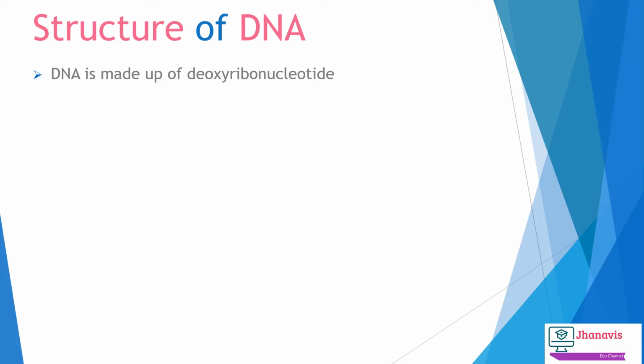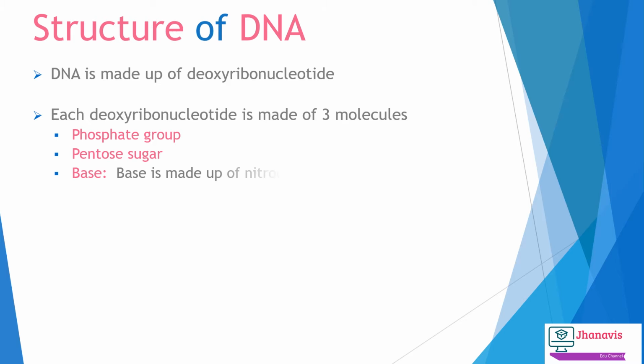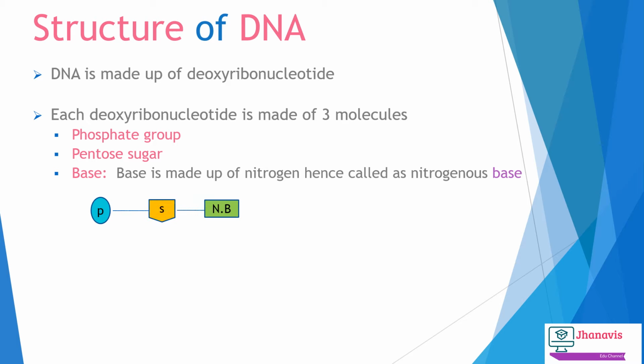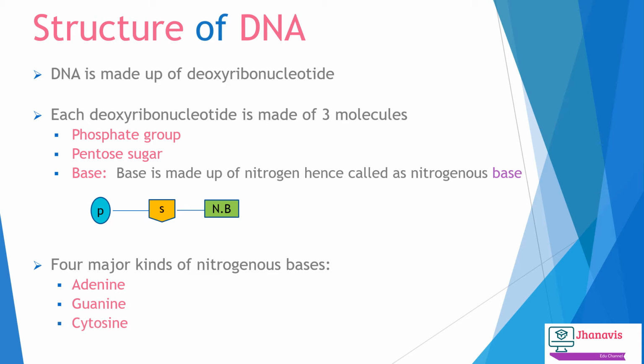The deoxyribonucleotide is made up of three molecules, namely a phosphate group, a pentose sugar, that is nothing but a deoxyribose sugar, and also a nitrogenous base. Any base which is attached to nitrogen is called a nitrogenous base. There are four kinds of nitrogenous bases, namely adenine, guanine, cytosine, and thymine. Together they constitute purines and pyrimidines. Always remember, purine will bond with pyrimidine. So adenine will always bond with thymine and guanine will always bond with cytosine.